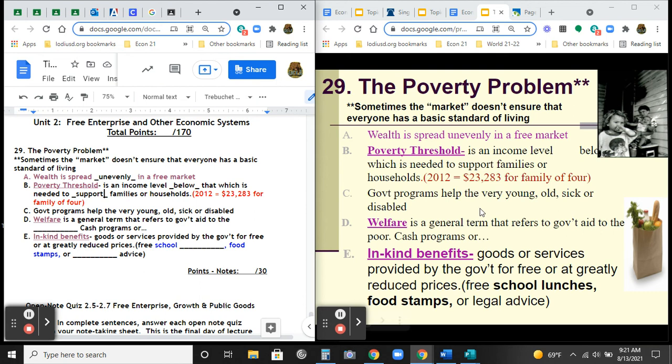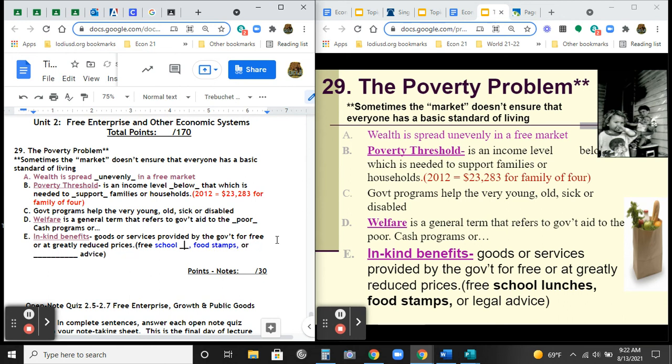Government programs help the very young, old, sick, or disabled because they're considered in need and below the poverty threshold. Welfare is a general term that refers to government aid to the poor. Sometimes they'll give cash programs, like straight money, and sometimes it'll be in-kind exchange, like food stamps, where you get this pseudo money that you can only use to buy certain things. You're not allowed to buy cigarettes or alcohol with food stamps, but usually milk or other food products you can buy. Kind of makes sense because you're really trying to just get them food.